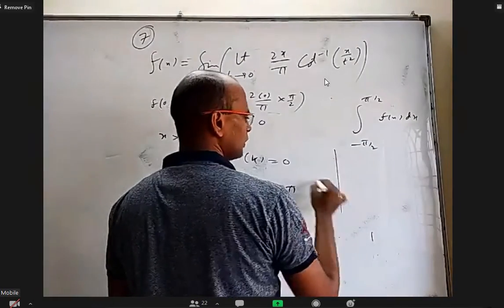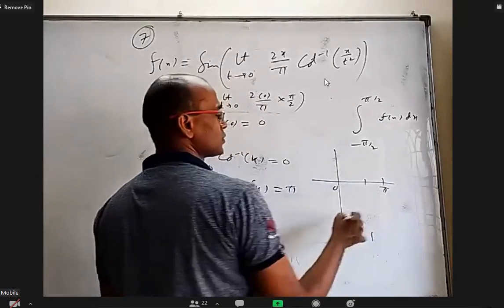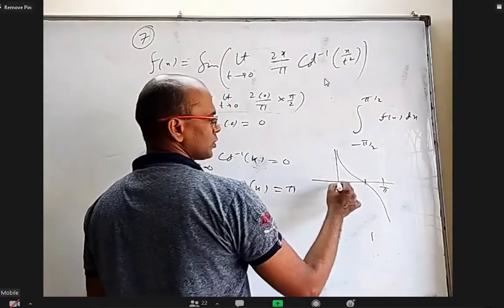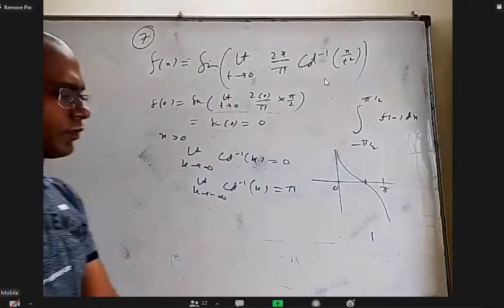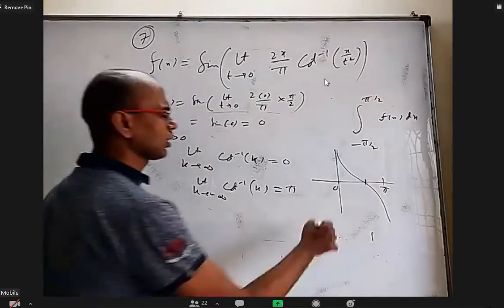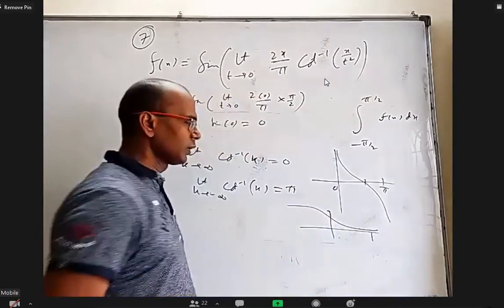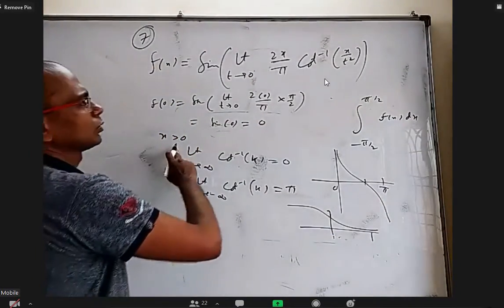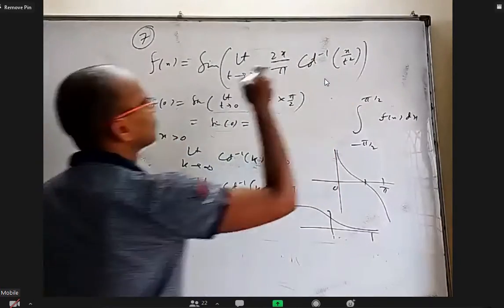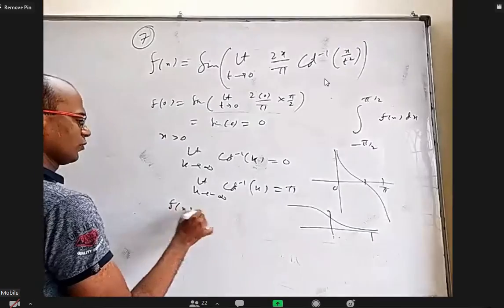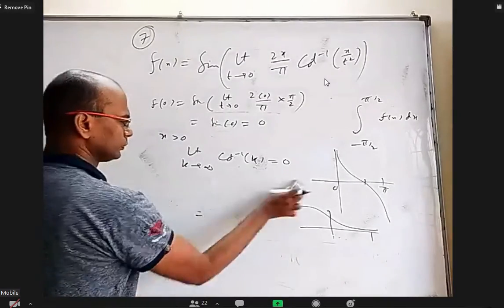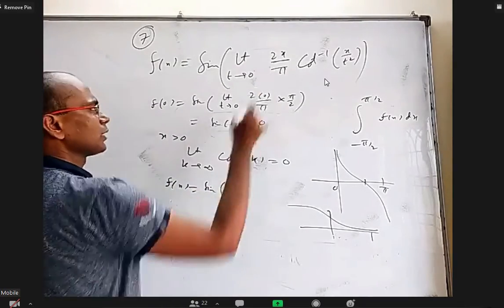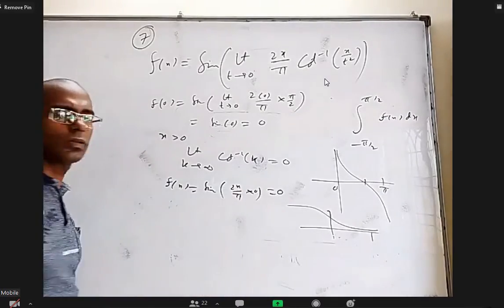Because normally the cot x graph between 0 to pi will be like this. You can see at 0 it becomes plus infinity, at pi it becomes minus infinity. So from that I can tell cot inverse. I can even draw the graph of cot inverse. It will be like this. When you are approaching plus infinity, it will approach 0, and minus infinity, it will approach pi. So you take anything greater than 0, this becomes plus infinity and it will become 0. So here f of x is equal to sine of 2x by pi times 0, so sine 0 is always 0.